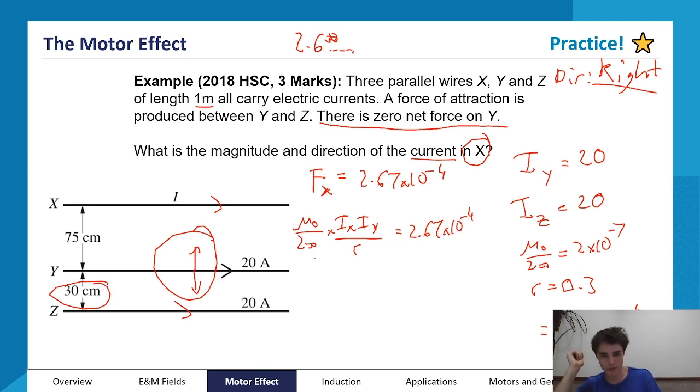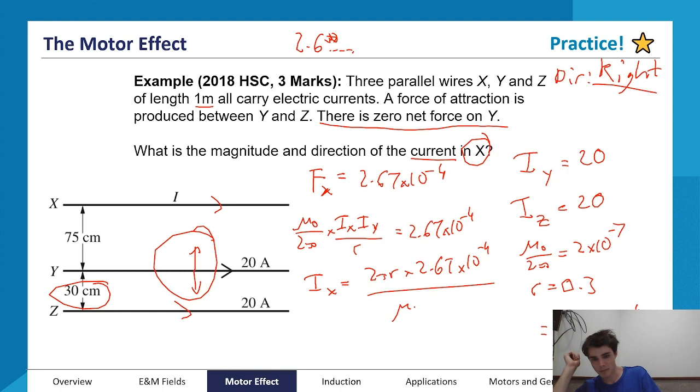You can rearrange all of this to solve for our current in x. Rearranging that gives us I_x is equal to 2 times pi times our radius times 2.67 times 10 to the negative 4, all divided by mu naught, all times our I_y. And so now we can just start subbing some numbers in.